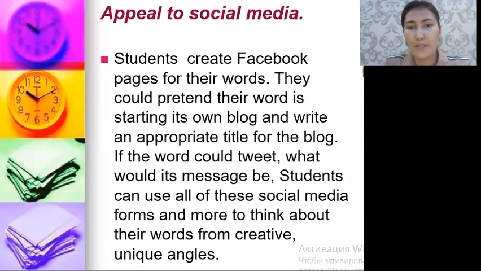Appeal to social media. So you can ask your pupils or students to create Facebook pages for their words. They could pretend their word is starting its own blog and write an appropriate title for the blog. If the word could tweet, what would its message be? Students can use all of the social media forms and more to think about their words from creative, unique angles, or you can give the word and they will write the definition of a word or idiom. In the end, they will post in a forum.